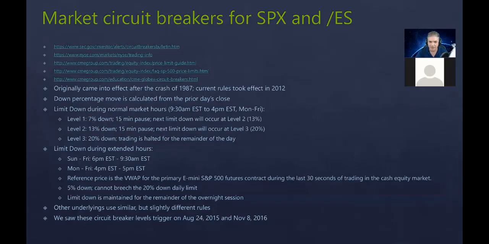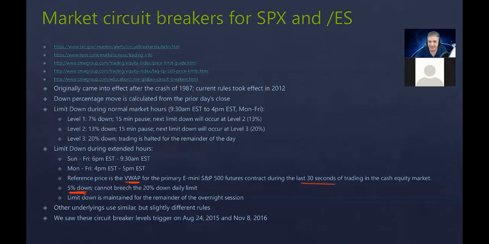Okay, so these are the three separate circuit breakers that exist with the market when you are during normal trading hours, right? Now, outside of normal trading hours, so this is basically when the futures are at work, then that works a little bit different. And instead of looking at the prior close, they basically look at the VWAP, which is the volume weighted average price, during the final 30 seconds of the last trading day. And then they calculate a 5% down from that point, okay?